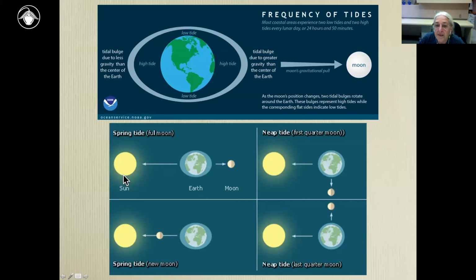planets. On the other hand, if the moon is offset, not aligned with the sun and the earth, we get lesser tides. That bulge is much smaller. And these are called neap tides. These are called spring tides.